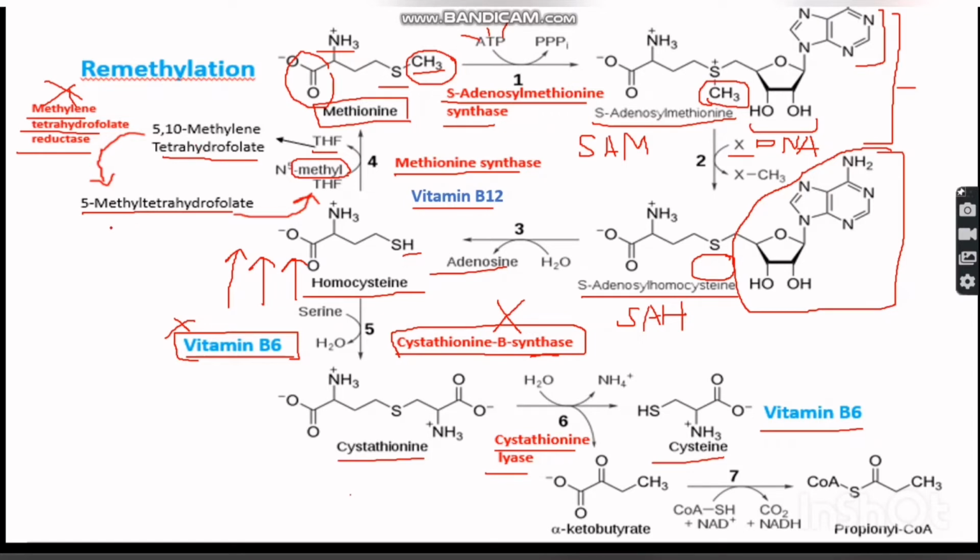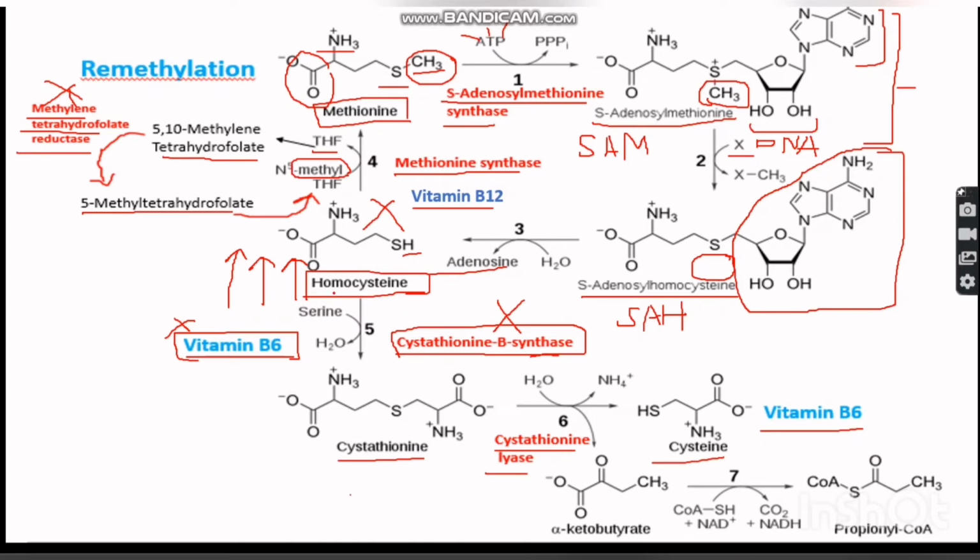So if there is a deficiency in methylene tetrahydrofolate reductase, then 5,10-methylene tetrahydrofolate will not be converted into 5-methyl tetrahydrofolate. Then it will not produce methyl tetrahydrofolate, so homocysteine will not get methylated. The methyl group will not be added to homocysteine, and it will not produce methionine. So in the case of homocystinemia, there is also an increased level of homocysteine in your body. It is characterized by an elevated level of homocysteine.